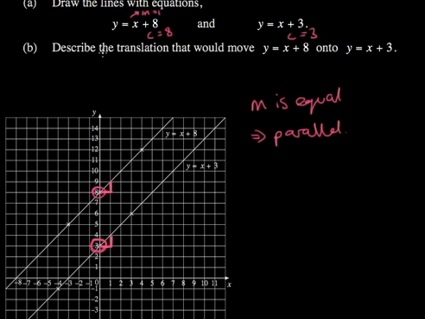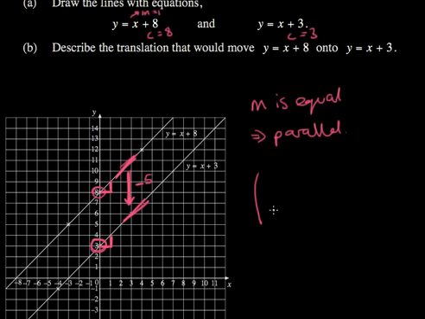And it says describe the translation that you would move y equals x plus 8 onto y equals x plus 3. So how do we change this line into this line? Well, it's simply moving down. We could say moving left and right, I guess, but it's really looking for up and down. It's moving down by, because it goes from 8 to 3, it goes down by 5.